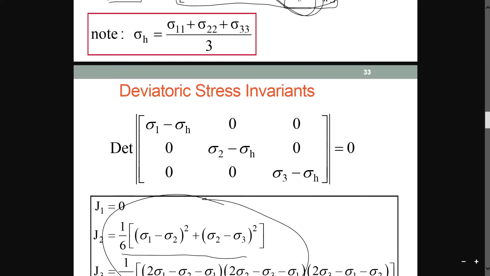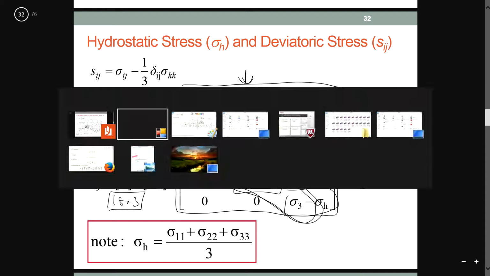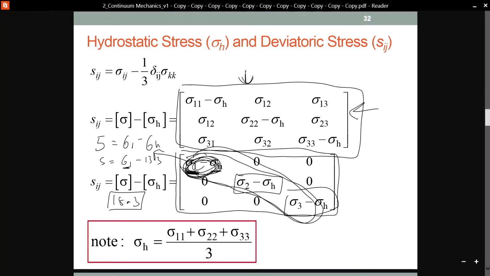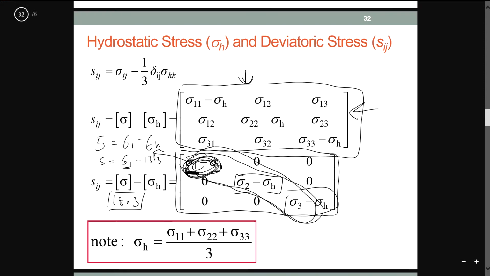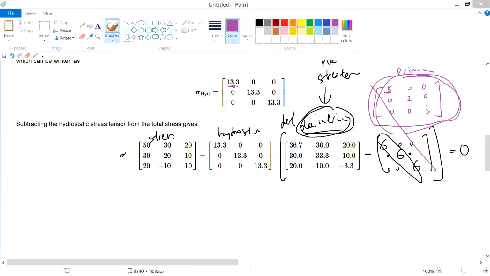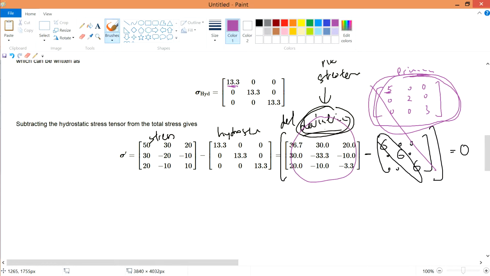But in this current example, if you want to find the invariants, you don't need to go all the way through this. You don't need to find all this. This is for when you are given the principal values of the deviatoric stress; then you can apply this formula. However, in our case, we're only given the raw deviatoric stress without the principal values, so we would have to find them, which is not good.